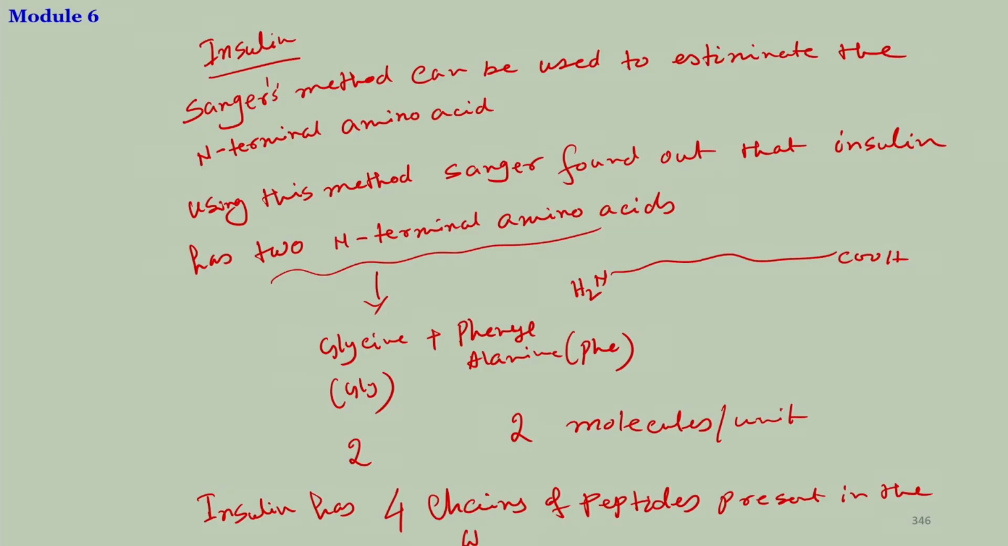So, it has to be a combination of 4 subunits of protein combined together, that is insulin, and that was really a big discovery, a big development at that time in understanding the structure of insulin. Just using this method, using this chemical compound which is 2,4-dinitrofluorobenzene.